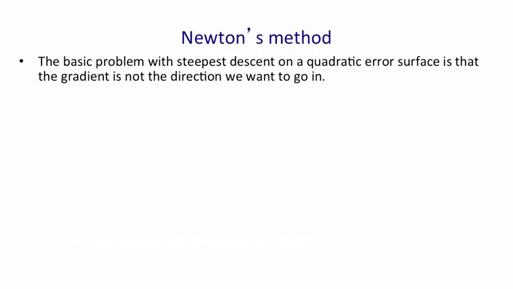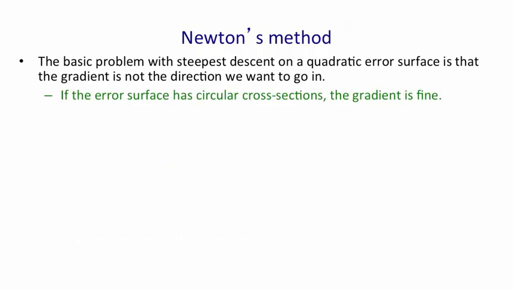So let's start with Newton's method. Newton's method addresses the basic problem with steepest descent, which is that the gradient isn't the direction you really want to go in. If the error surface has circular cross-sections, and it's quadratic, the gradient is a good direction to go in. It'll point straight at the minimum.